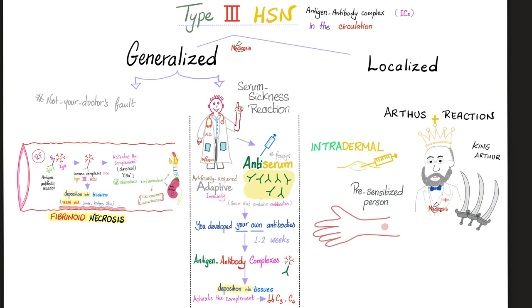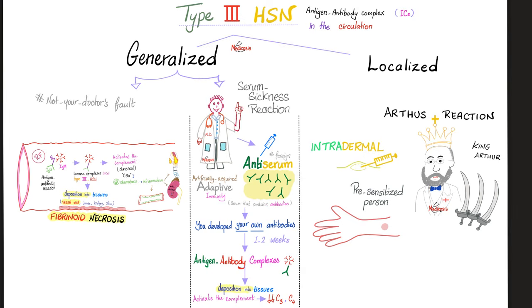Okay. They can help your immune system, but everything has a trade-off. Like what? You developed your own antibodies against the foreign antibodies, ending with an antigen-antibody complex that's floating freely in the circulation, ends up depositing into tissues, activating the complement, hypocomplementemia, and you get all kinds of generalized symptoms. Contrast this generalized serum sickness reaction caused by the anti-serum with the localized Arthus reaction.